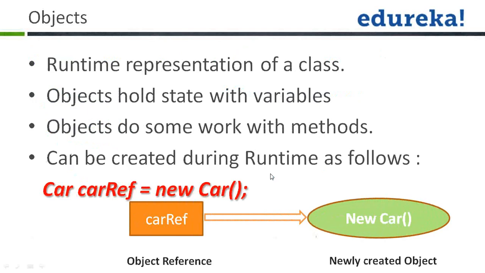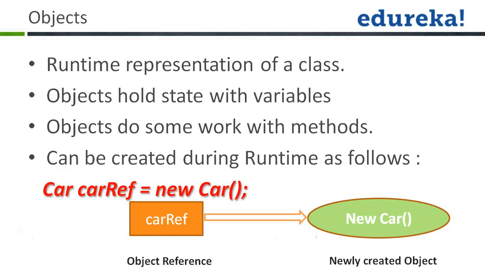Moving on, what are objects? What is the function of an object? First of all, an object is the runtime representation of a class. That means whenever you have to use a particular class, you'll be creating an object of that particular class. Using that object, you can use the things that are present in that class.